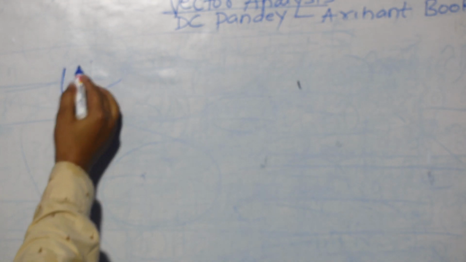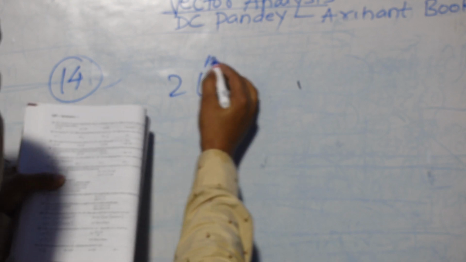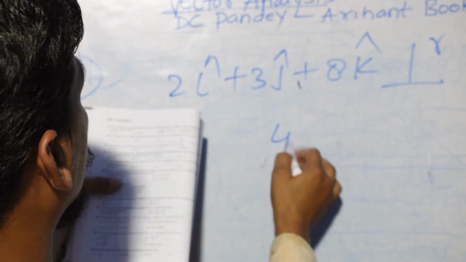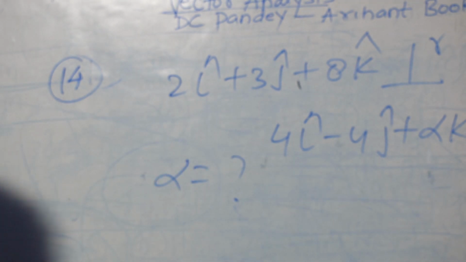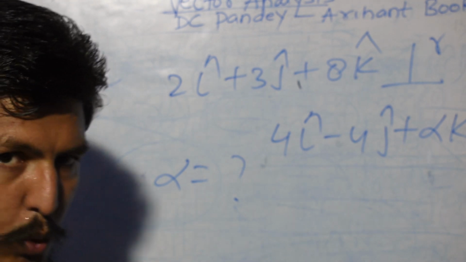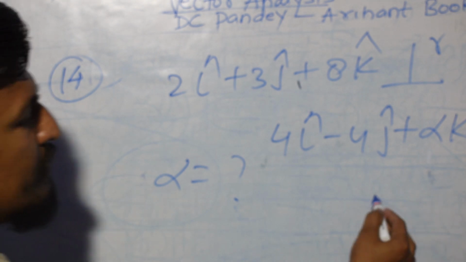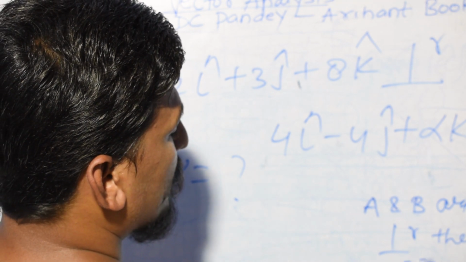And in the 4 to 5 session again we have to discuss questions. Question number 14. If vector 2i plus 3j plus 8k is perpendicular to vector 4i minus 4j plus alpha k, then find the value of alpha. Both the vectors are perpendicular. Now you already know that if two vectors are perpendicular, then the dot product is 0. Means if A and B are perpendicular, then A dot B equal to 0.